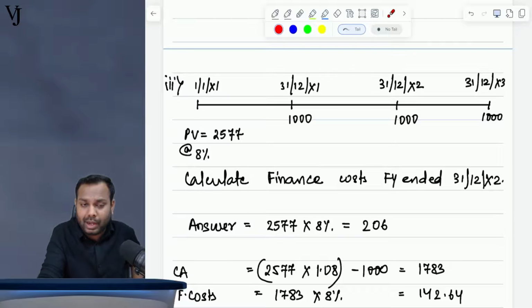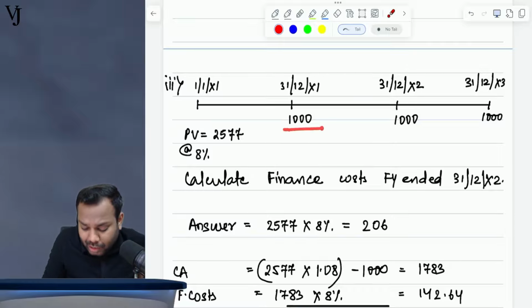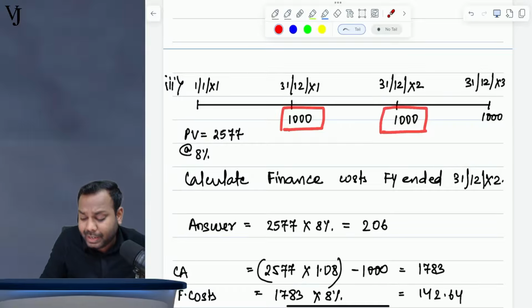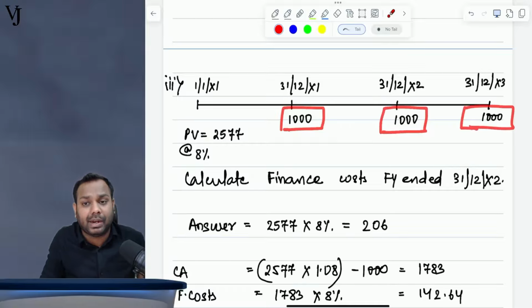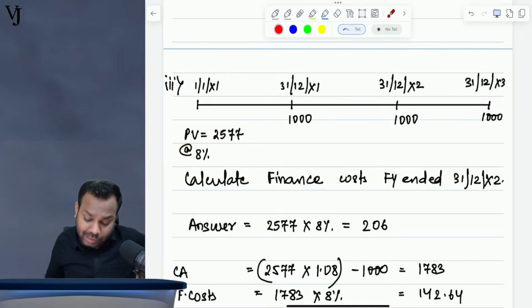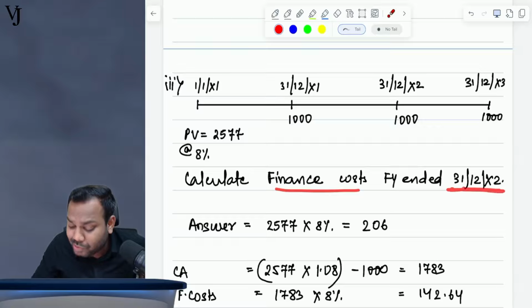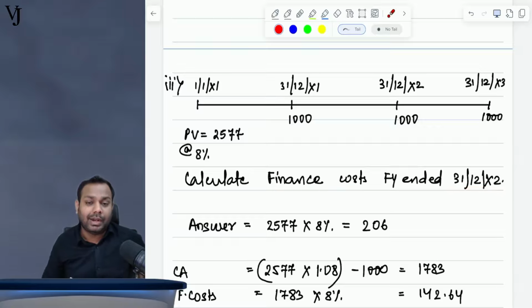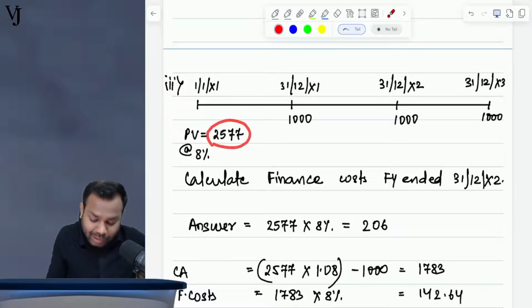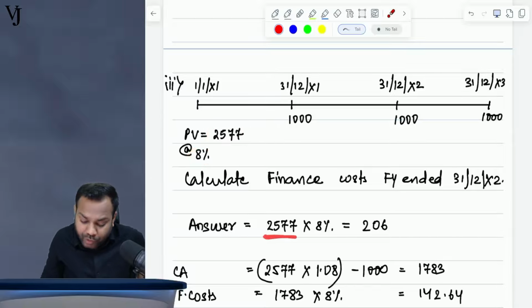Now, following again. Let's suppose the lease payments are paid in arrears, meaning at the end of the year, and the discount rate is 8%. So what is the present value? 2577. Now the question is asking you to calculate finance cost for the year ended 31st December 20x2. Now, what will the student do? Okay, my lease liability is 2577, discount rate is 8%, so my finance cost will be 2577 multiplied by 8%, which is 206.